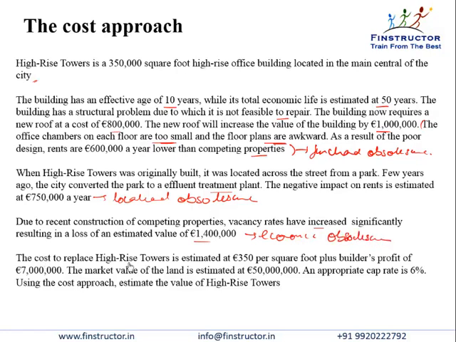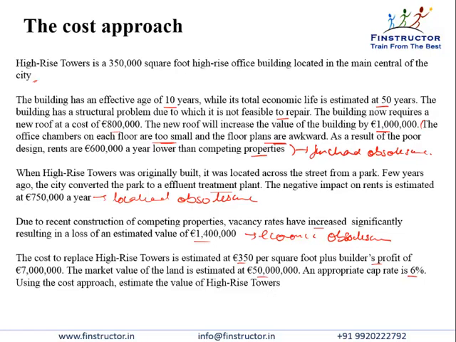The cost to replace high-rise towers is estimated at 350 euro per square foot, plus builder's profit of 7 million euro. The market value of the land is 50 million euro. An appropriate cap rate is 6%. Using the cost approach, estimate the value of high-rise towers.